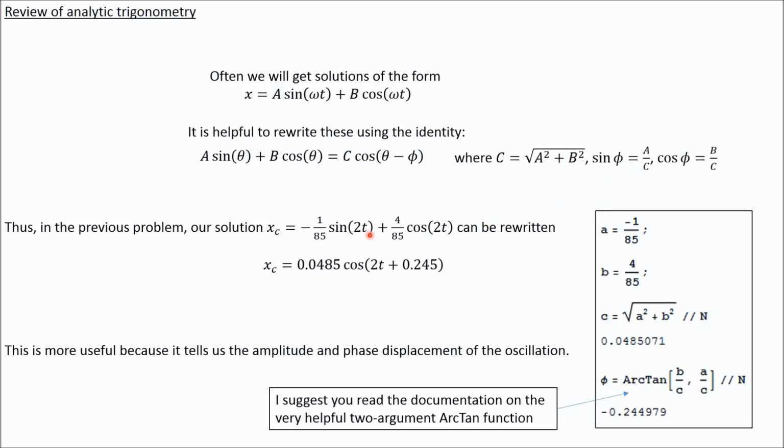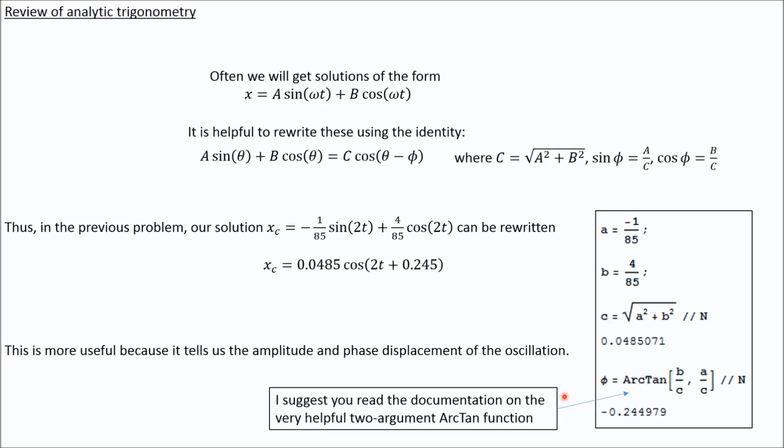So in the previous problem we had a complementary solution of this, and then you can rewrite this as a sine, call this theta, plus b cosine, call this theta again, and you can rewrite it using this identity as 0.0485 cosine 2t plus 0.245, where phi, the phase displacement, is found by taking the arctangent of b over c over, or I'm sorry, a over c over b over c.